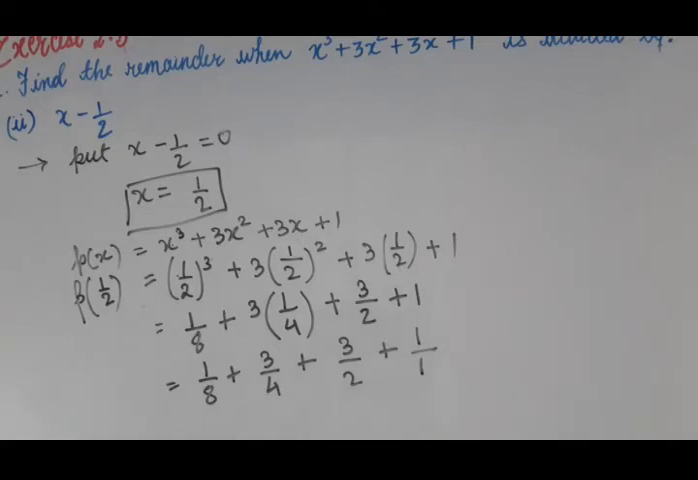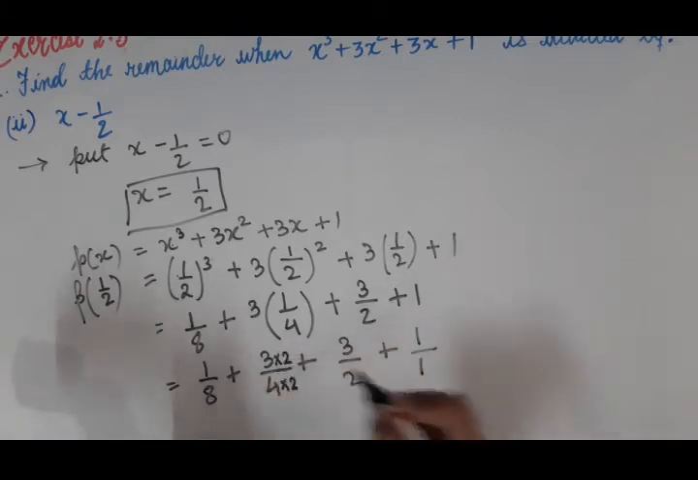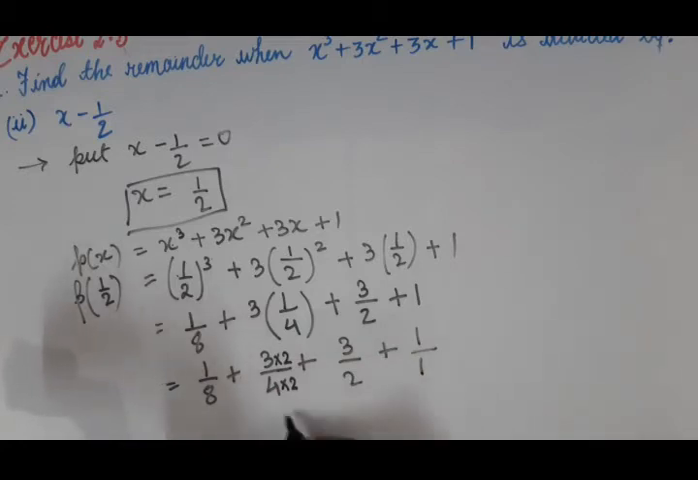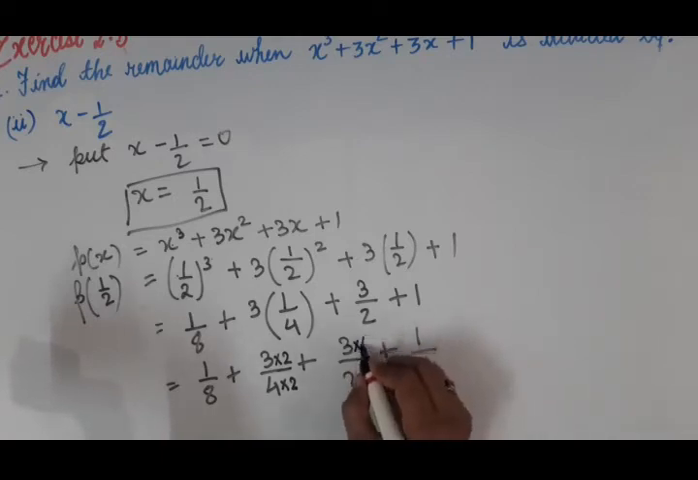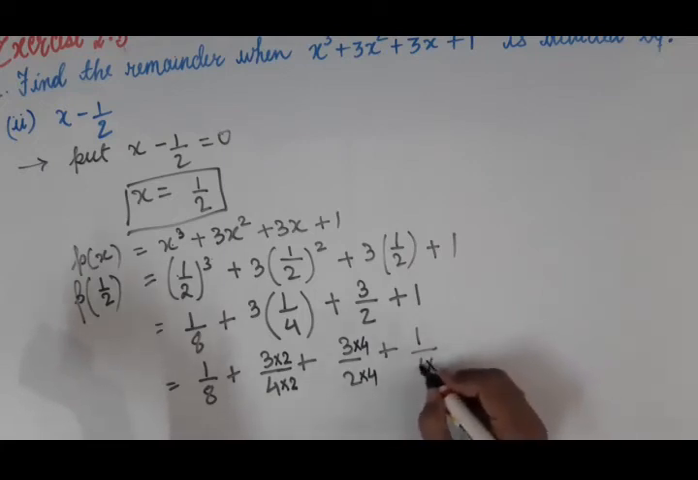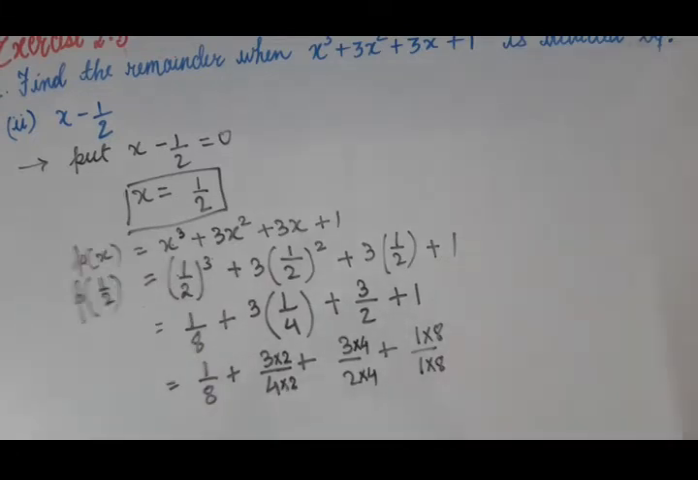So make the denominator equal to 8 for every term. For the first term it is already 8, so leave it. For the second term, I have to multiply the denominator with 2 so that I will get 8 in the denominator. If I am multiplying the denominator with 2, I have to multiply the numerator also with 2 to maintain equality, right? Now for the third term, 2 is there, so I have to multiply it with 4, 2 into 4 is 8. Again I have to multiply the numerator with the same number. And for 1, numerator is multiplied with 8.